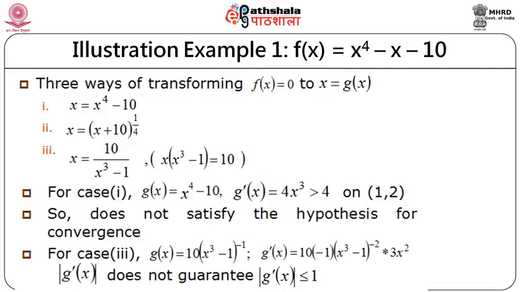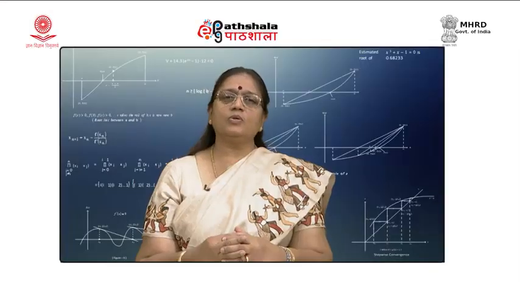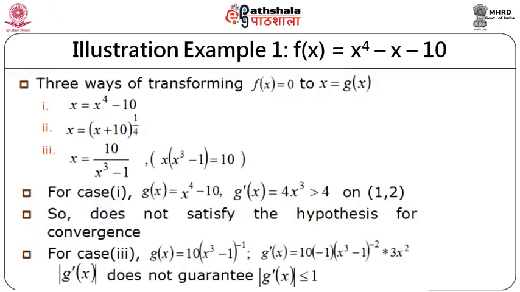Let us look at the third, x equal to 10 upon x cube minus 1. Here g(x) is 10 into x cube minus 1 raised to minus 1. We differentiate it. So, 10 as it is, minus 1 into x cube minus 1 raised to minus 2 multiplied by the derivative of x cube, that is 3x square. This term, 10 into 3x square upon x cube minus 1 whole squared, on the interval 1 to 2 does not remain less than 1, and so this also does not guarantee us convergence.